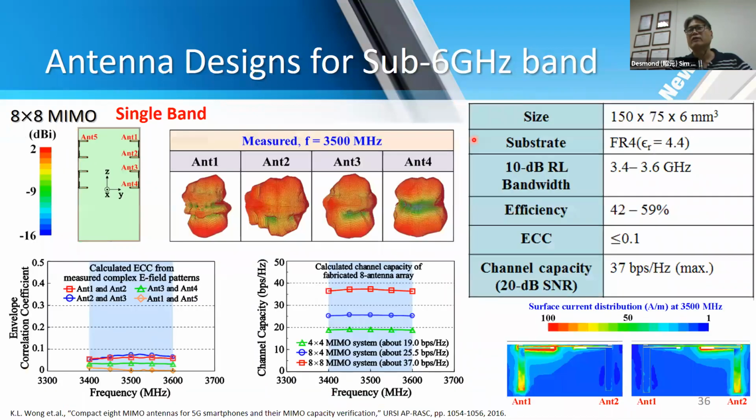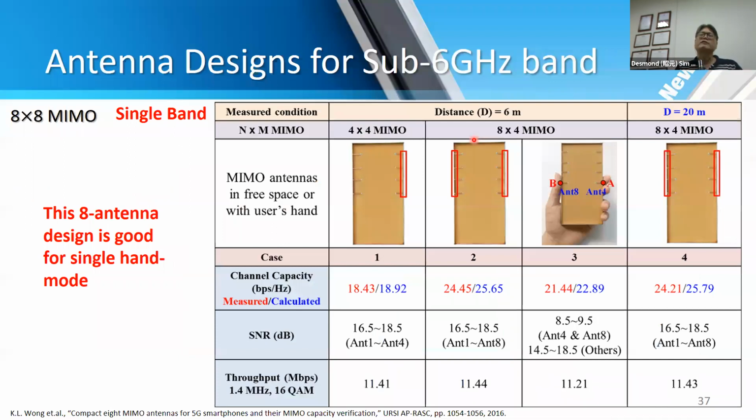So I'm going to skip some of the data, but look at page 37. Now, Professor Wong, as I said before, says that we're going to put all the antennas on top. Now the reason is that you can see it from here. We put 4 antennas to the left and 4 antennas to the right. So if you're trying to calculate the throughput with 16 QAM and only about 1.4 megahertz bandwidth, you can get approximately 11.41 megabits per second.